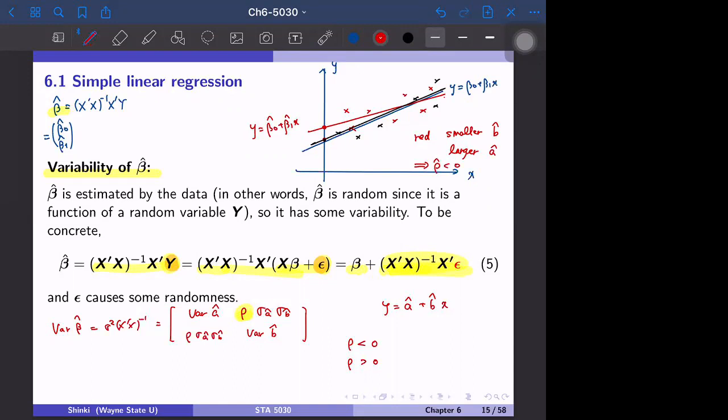If rho hat is positive, probably it's a different situation, such as all data points being on the left-hand side of the y-axis, or maybe the slope is negative, or such a situation. So you can actually see the meaning of the estimated rho in this setting.